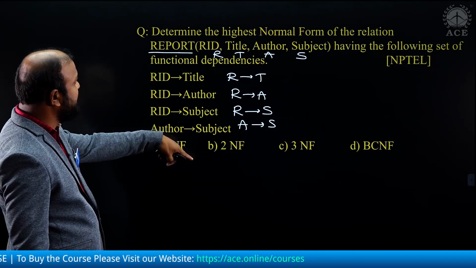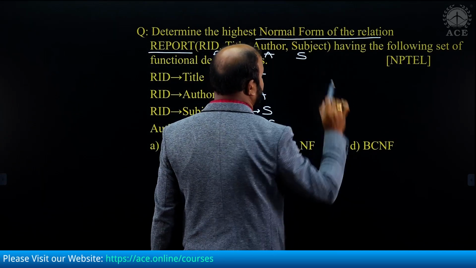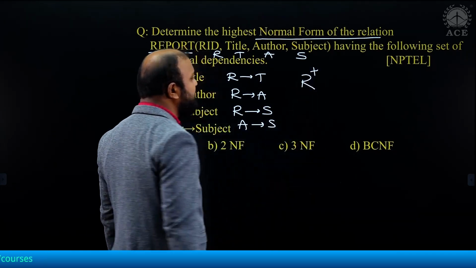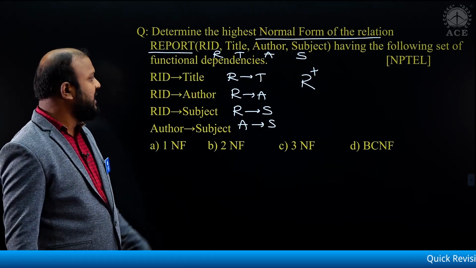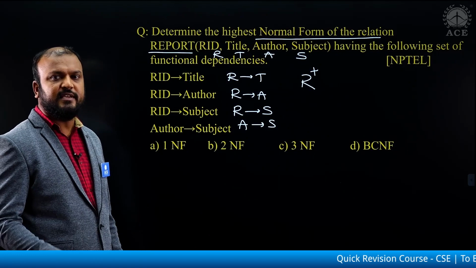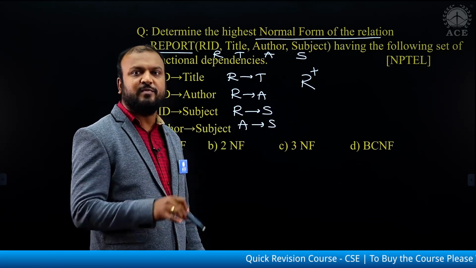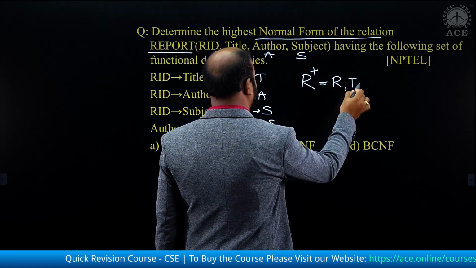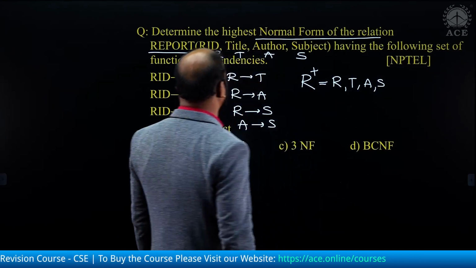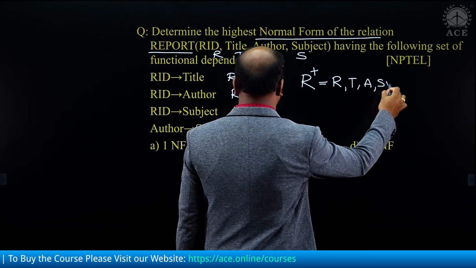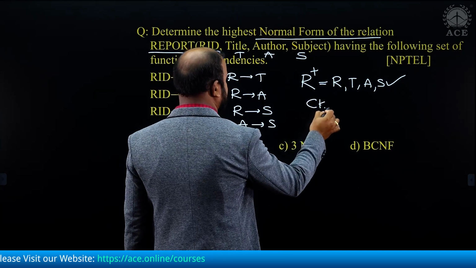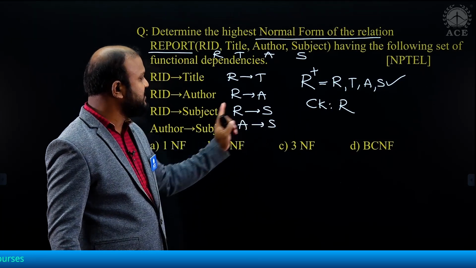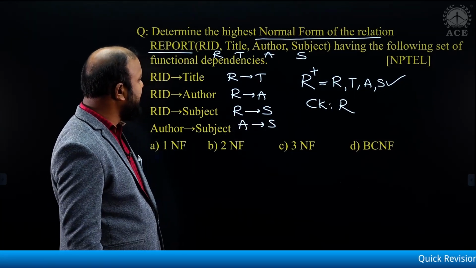Here this is the relation given and the question is the highest normal form of the relation. Now what is the key for this relation? I always find the normal form by taking the closure of the LHS of dependencies, first finding the key. Based on keys and dependencies, I determine which normal form it satisfies. When you take the R closure, you get R, T, A, S. All attributes are there. Because you are getting all attributes, we can call R a key. When you take the A closure, you get AS only. So A is not a key. R is a key.